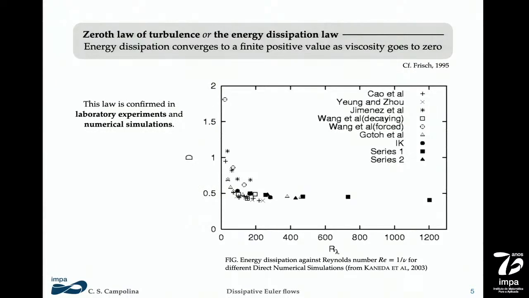So here we have a graph. Here we have Reynolds number, and here we have dissipation. And these points are several simulations. When we consider the dissipation along Reynolds number, as Reynolds number goes to infinity, we can see that the dissipation converges to a finite positive value. So it does not go to 0. This law is confirmed from lab experiments and numerical simulations. In this case, they are numerical simulations. So the message here is that turbulent flows are dissipative.